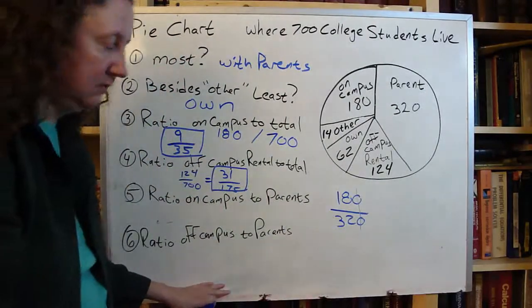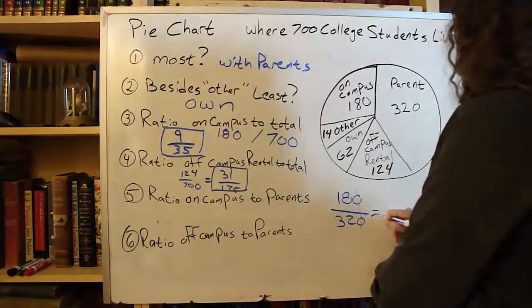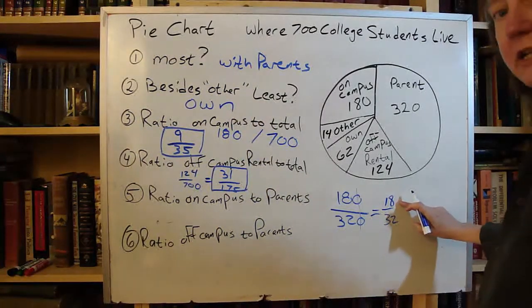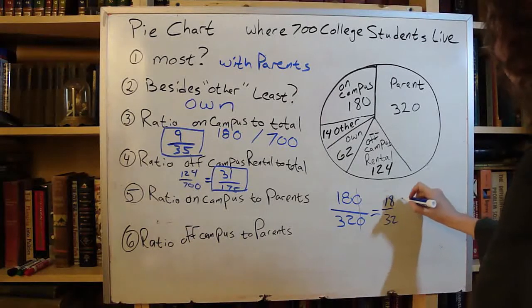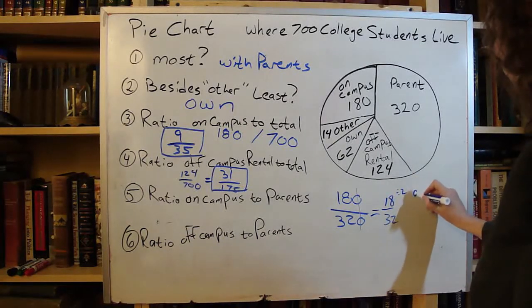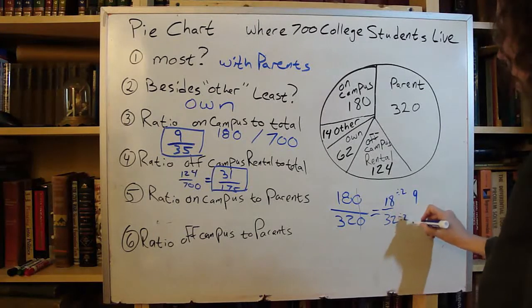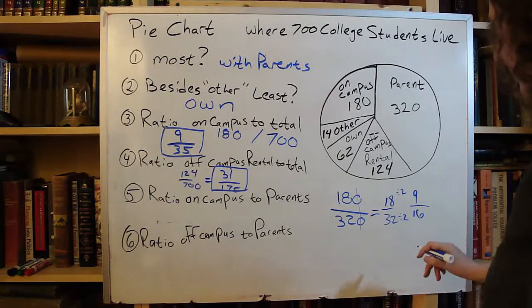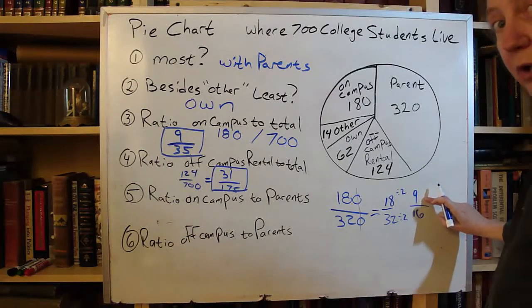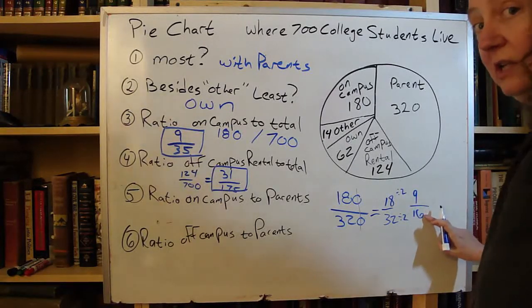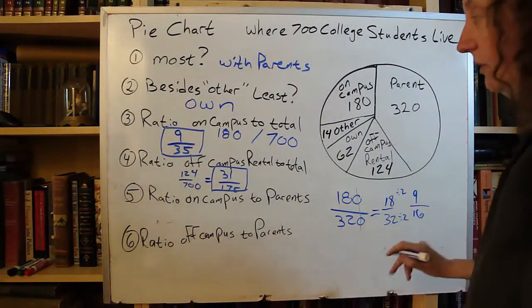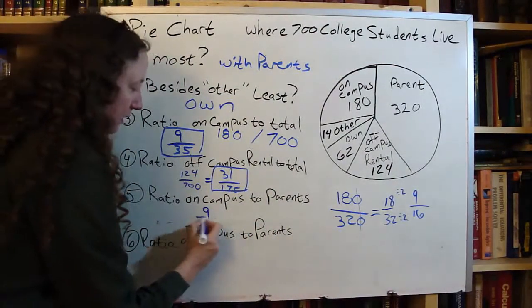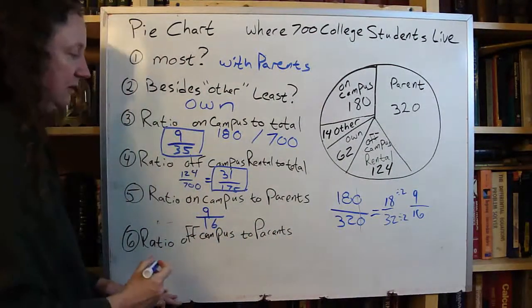Divide each by 10. So now I have 18 over 32. Divide each by 2. So dividing 2 gives me 9. Dividing 2 gives me 16. 9 is 3 times 3. 16 cannot be divided by 3, so that one's done. So I have 9 over 16.